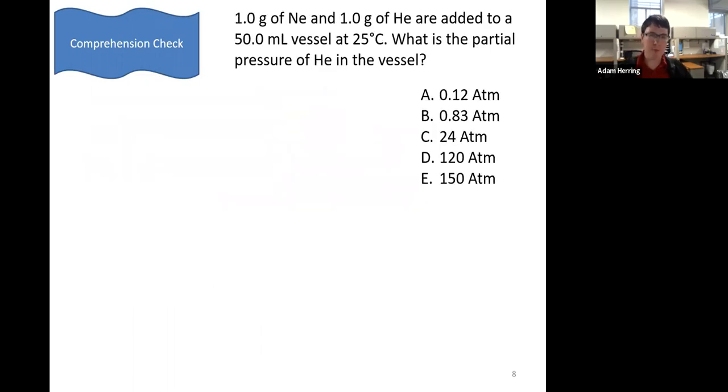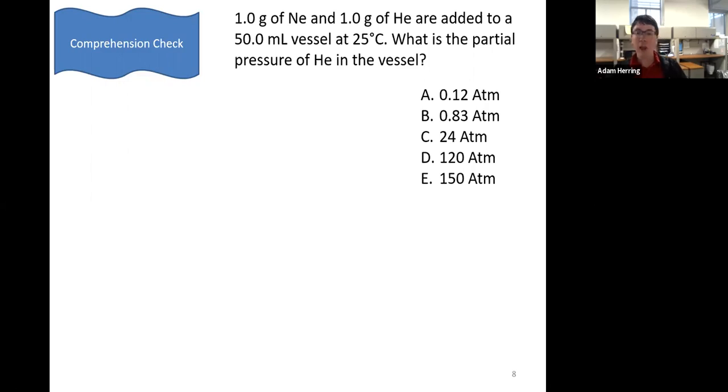Let's try another problem. If we have 1 gram of neon and a gram of helium that are added to a 50 milliliter vessel at 25 degrees Celsius, what's the partial pressure of helium inside the vessel? Pause the video and try this on your own. Welcome back.